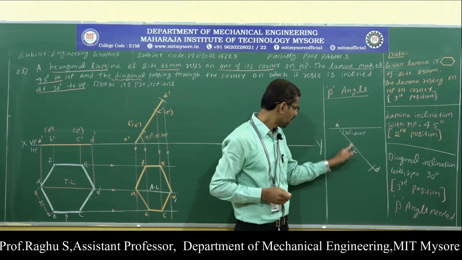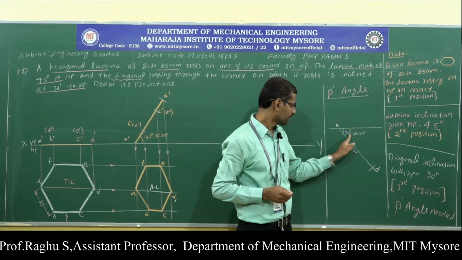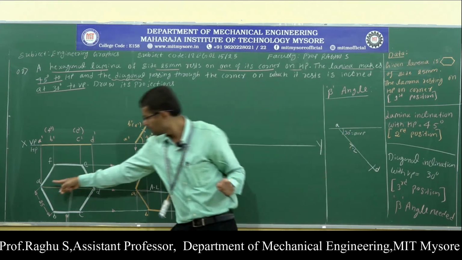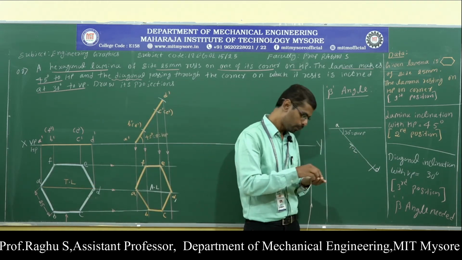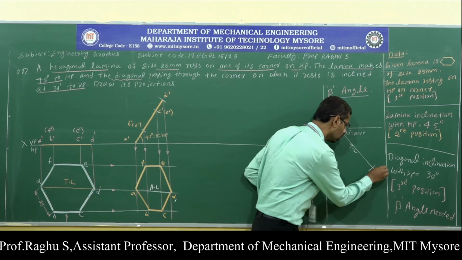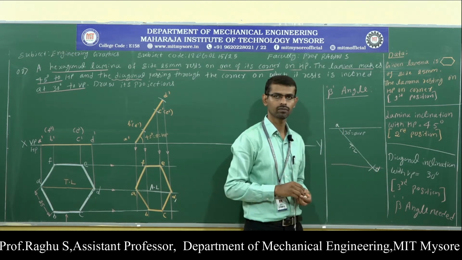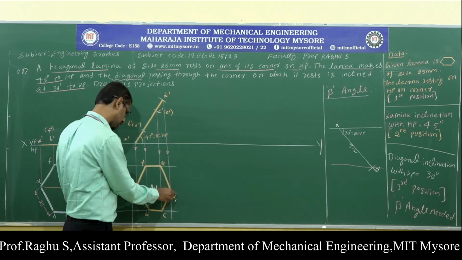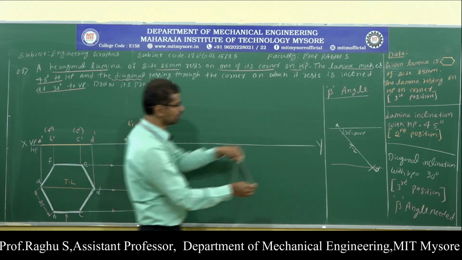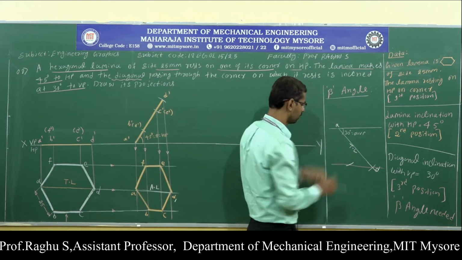So this is the true length and this is the true inclination, right? Okay, here draw a 30 degree line. Next, measure the AD length and from this point cut an arc. Now through point D, draw a locus line. Next, measure this length. From point A, cut an arc.